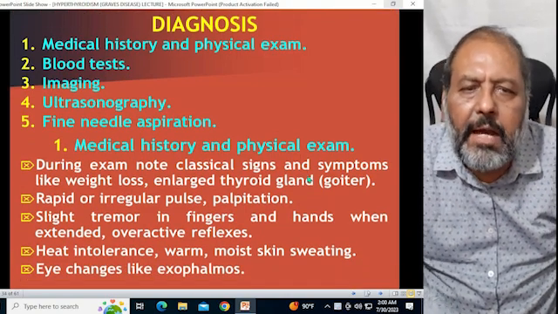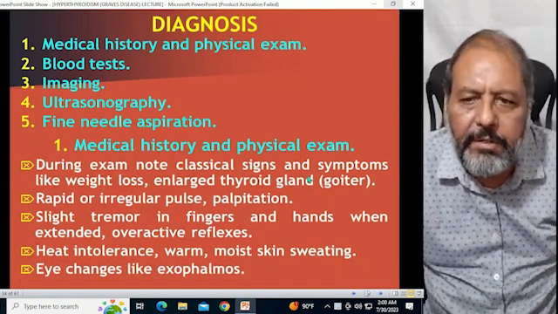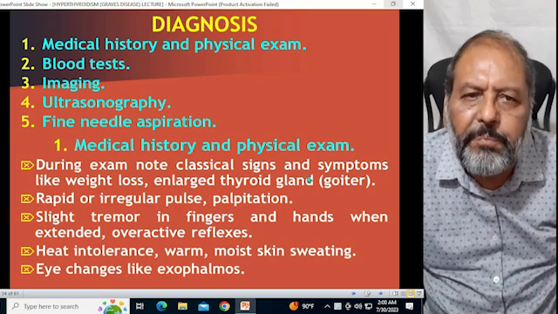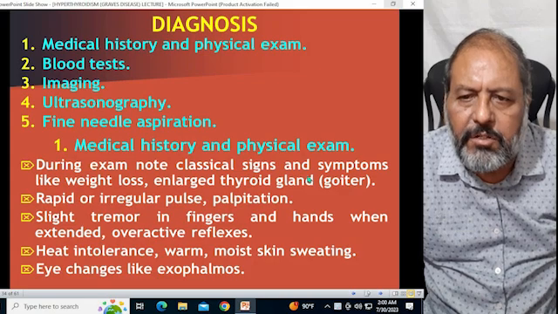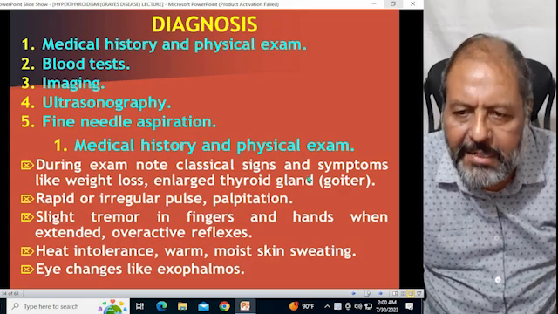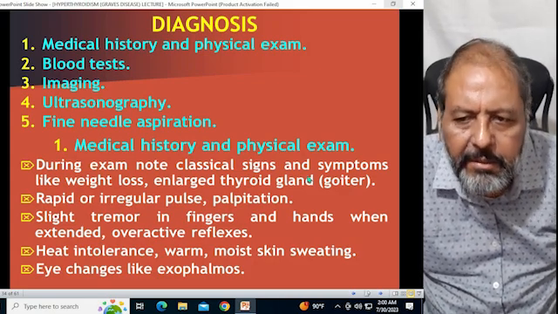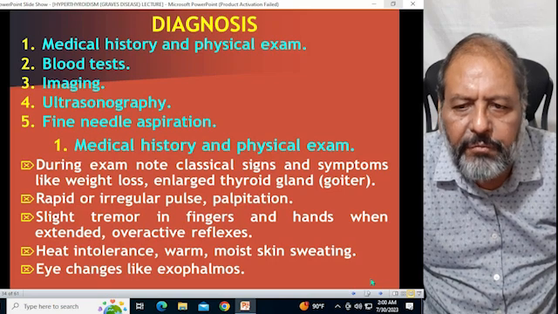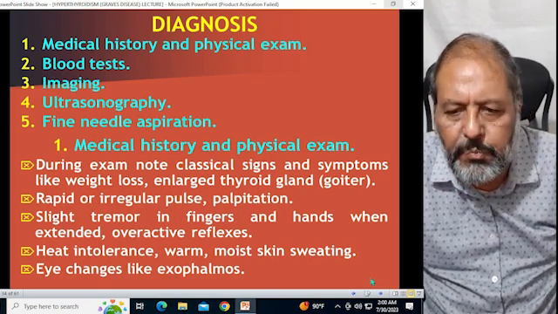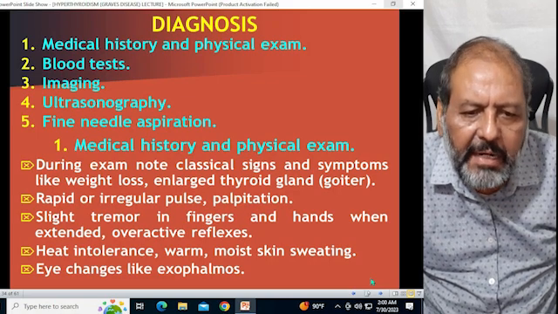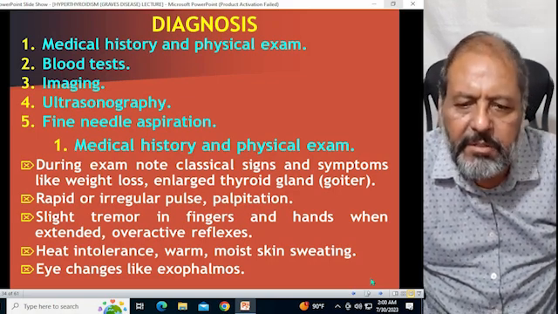Now, coming to the diagnosis of hyperthyroidism, there are five parameters. Number one, medical history and physical examination. Number two, blood test. Number three, imaging. Number four, ultrasonography. And number five is the fine needle aspiration. First, medical history and physical examination.